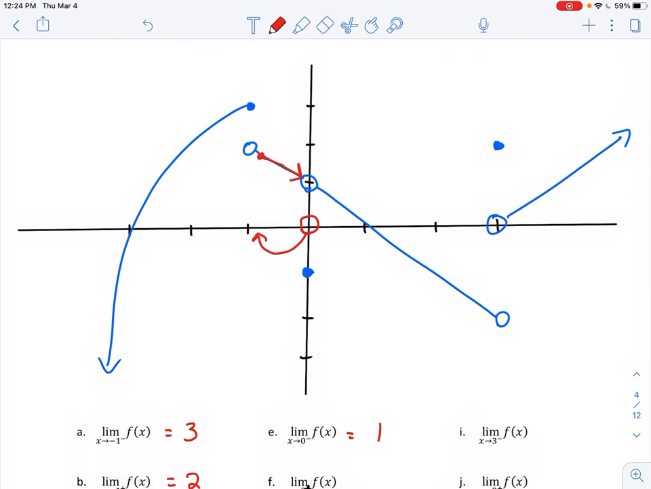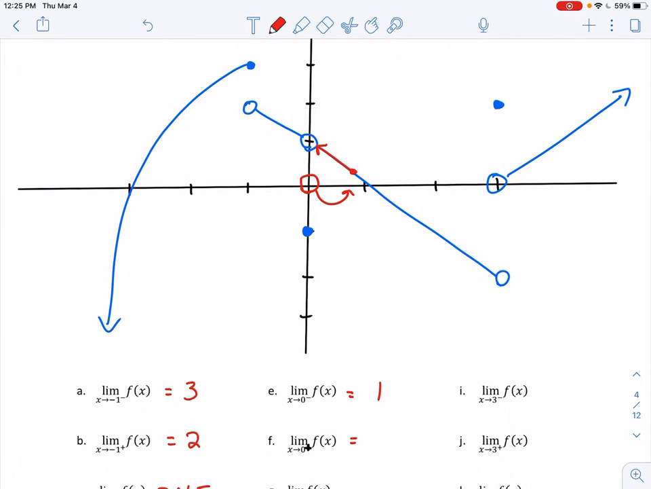If I wanted to look at the right-hand limit, I'm going to move just a little bit over to the right, find the value of my function, and then trace my function and ask myself, what y value are we getting closer and closer to as we move closer to x equals 0? In this case, we're once again looking at that open circle, which has a y value of 1. So the left-hand limit is 1. The right-hand limit is 1.